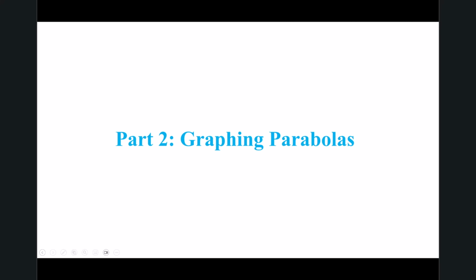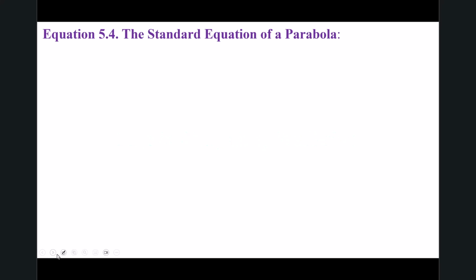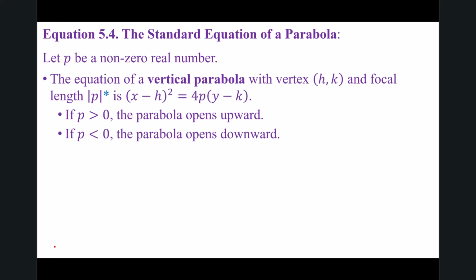Part 2, Graphing Parabolas. The standard equation of a parabola, let p be a non-zero real number, then the equation of a vertical parabola, so one that opens up or down, with vertex (h, k) and focal length absolute value of p is (x minus h) squared equals 4p times (y minus k). Notice this looks a lot like the equation x squared equals 4py, but now instead of (0, 0) being the vertex, we have (h, k) as the vertex. Now if p is positive, the parabola opens up, and if p is negative, the parabola opens down.